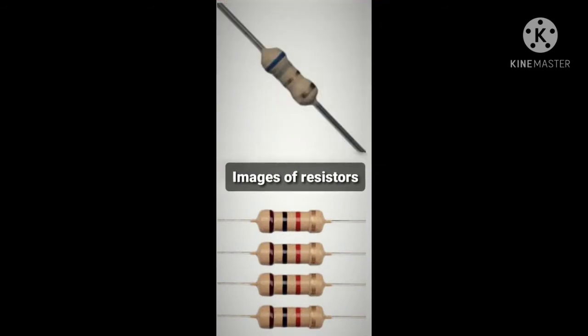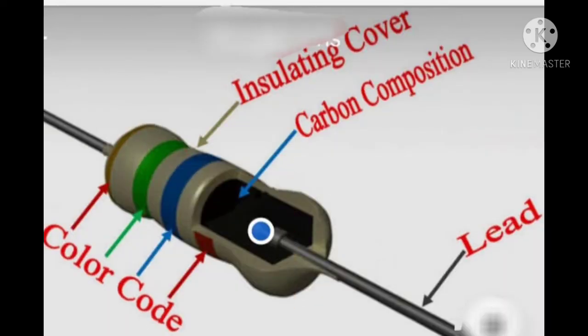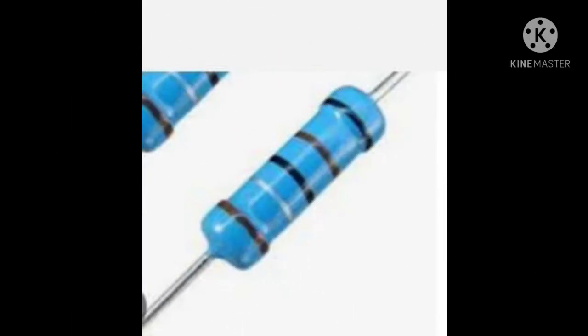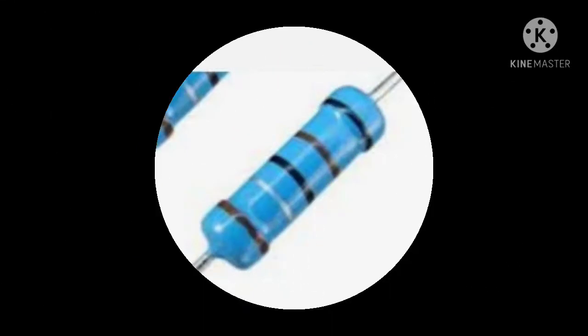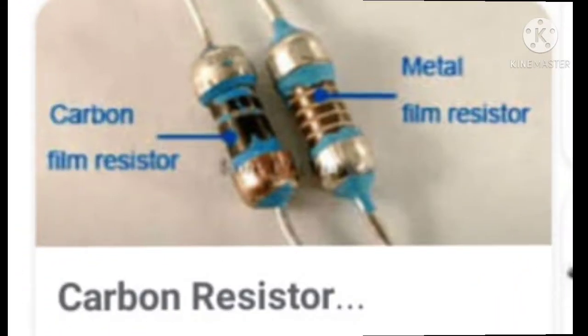There are 5 types of resistors. Most of the resistors we use nowadays are carbon resistors. We can see the image of the carbon resistor on the screen. There are other resistors such as the film resistors, which we can also see on the screen, the carbon and metal film resistors, and also the wire wound resistors, which we can also see on the screen.